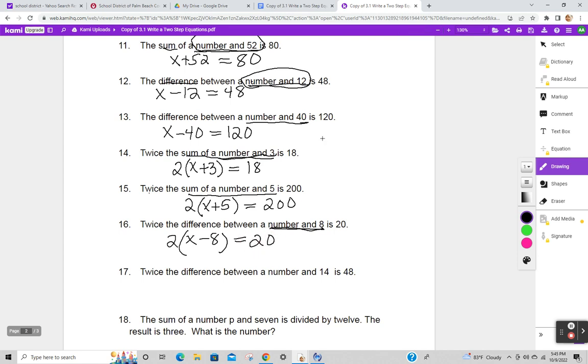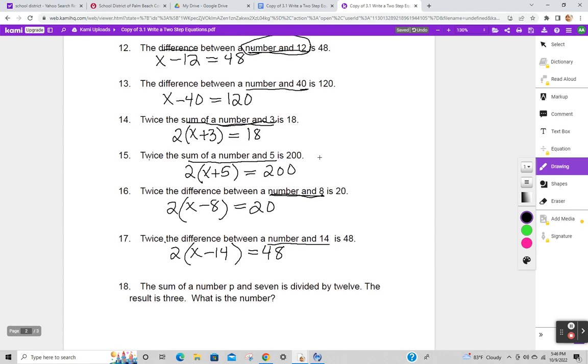Twice the difference between a number and 14. So let me write the subtraction problem right here first. A number and 14. So that's going to be x minus 14. And what do I want to do with that? I come back here and it tells me what to do with that. Take twice that amount. So I need parentheses to show I'm going to take twice that amount. And that will be equal to 48.